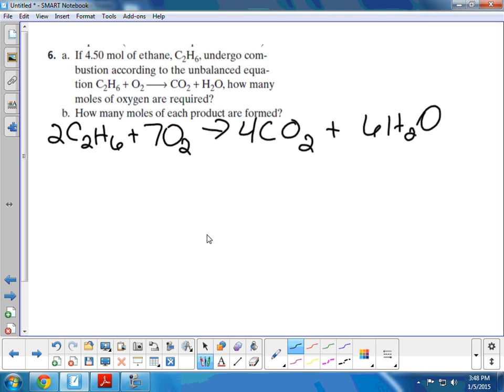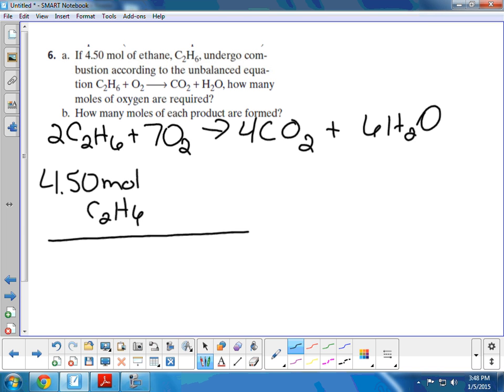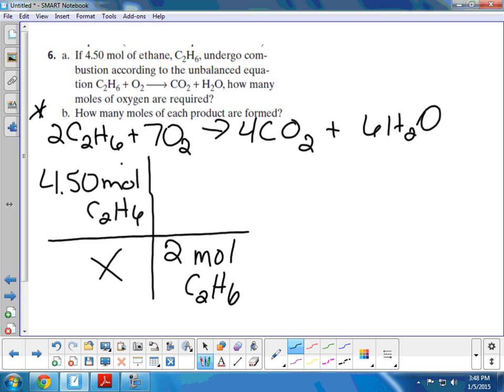Okay. So we know we have 4.5 moles of ethane. And we are going to change this to moles of product. Which one do we start with? It doesn't matter. We're just going to do CO2. So if I have moles of ethane in this box, I have to have moles of ethane in this box. And if I look at my balanced chemical equation, I have 2. And now I need products, so I'm going to start with CO2. I have 4 of them.